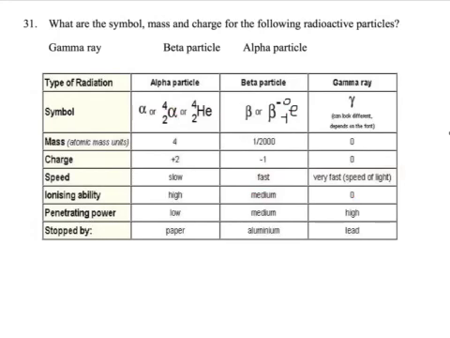Penetrating power, the ability for it to pass through objects. Alpha, very low. Notice you can stop it with a sheet of paper. Beta is medium penetrating power. You can stop it with like a sheet of aluminum. Gamma has very high penetrating power. You need several inches of lead to stop gamma rays.